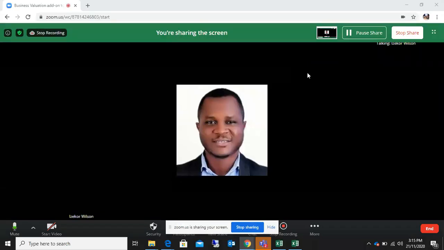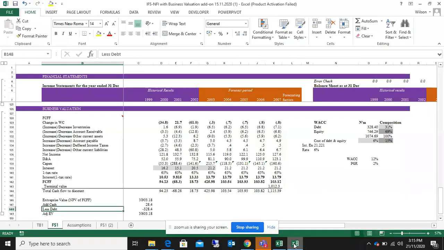I'm just going to share my screen with you. Give me some time for this icon to be active here. Let me share my screen with you so we can actually see how we do business valuation. It's an add-on to what you have been discussing earlier. Okay, yes, my screen is in sharing mode now. So now I believe you can see what we have here.